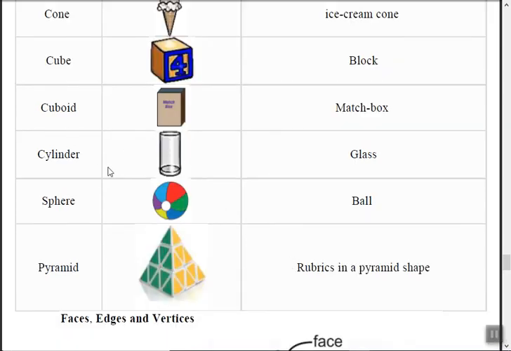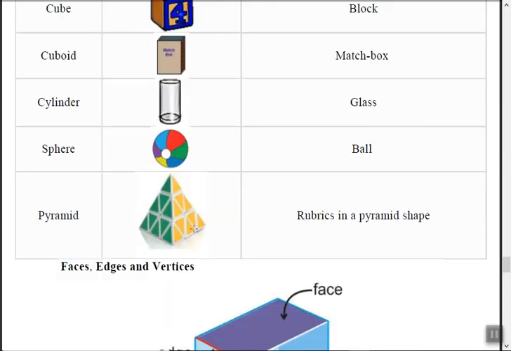Cylinder. So cylinder is the glass which you drink water from, or the gas cylinders which you get. Sphere. Your ball is a sphere. Pyramid. These pyramids we get, Rubik's we get generally. So that is a pyramid. In Egypt, there are many pyramids.